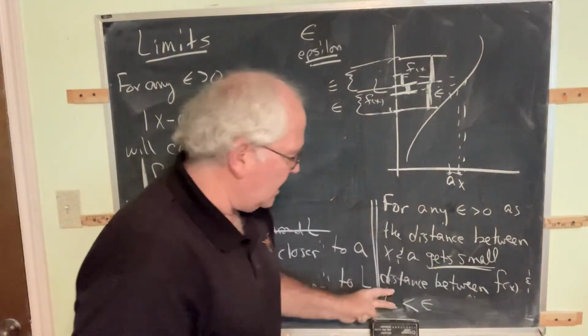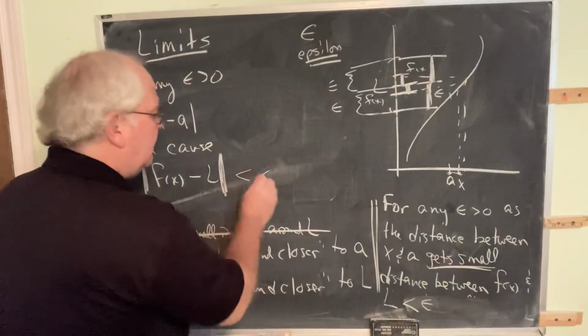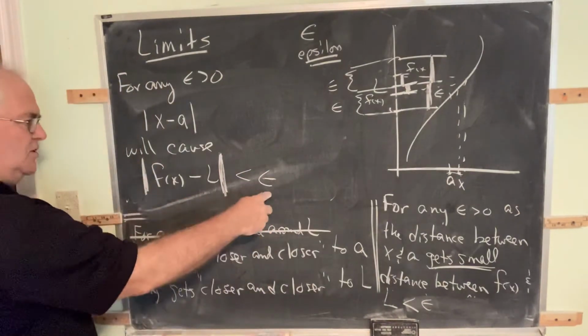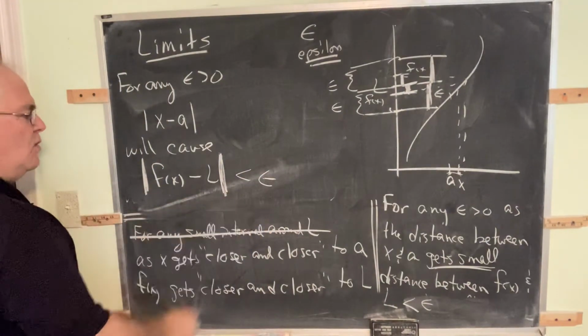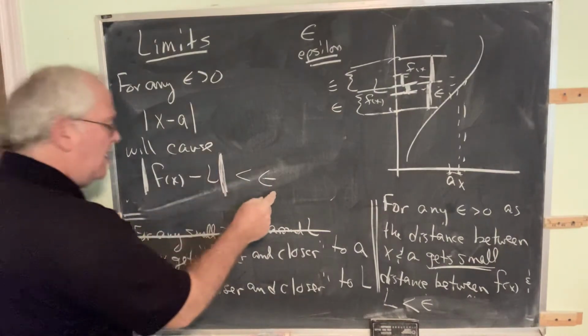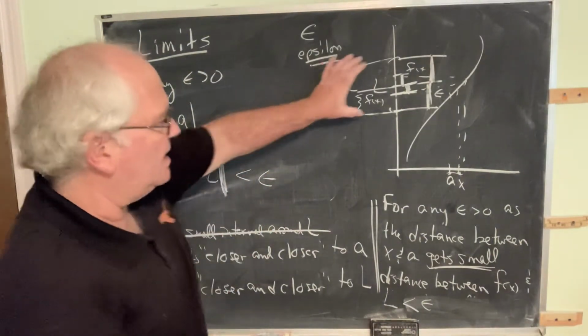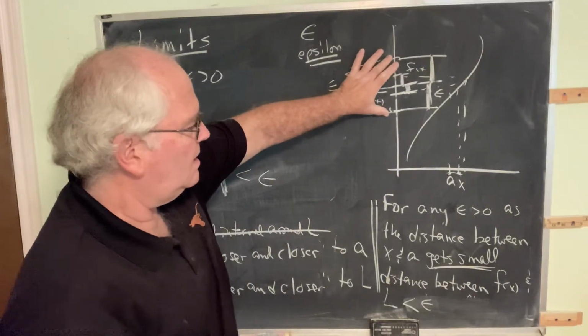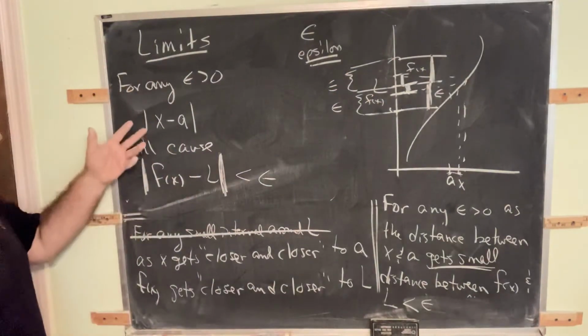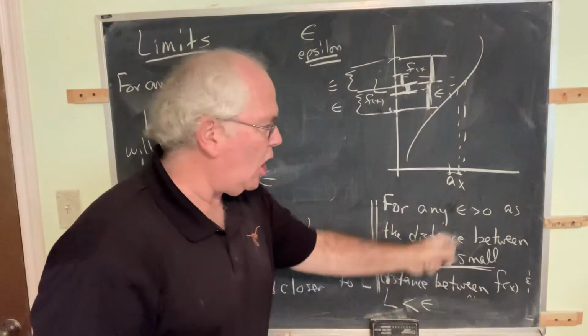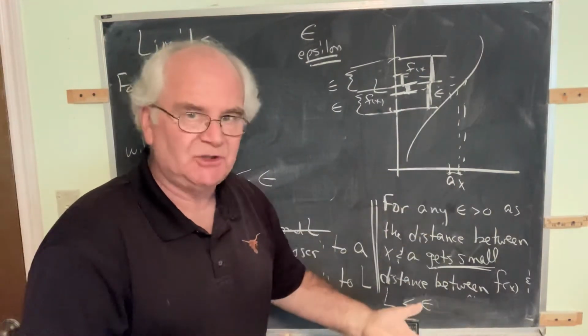Distance between f of x and L is less than epsilon. This is about as mathematical as you can make it. So when we say this distance becomes small, what we mean is this distance is less than epsilon, where epsilon is some interval here. Well, the natural way is to translate gets small on the x-axis in a similar fashion.